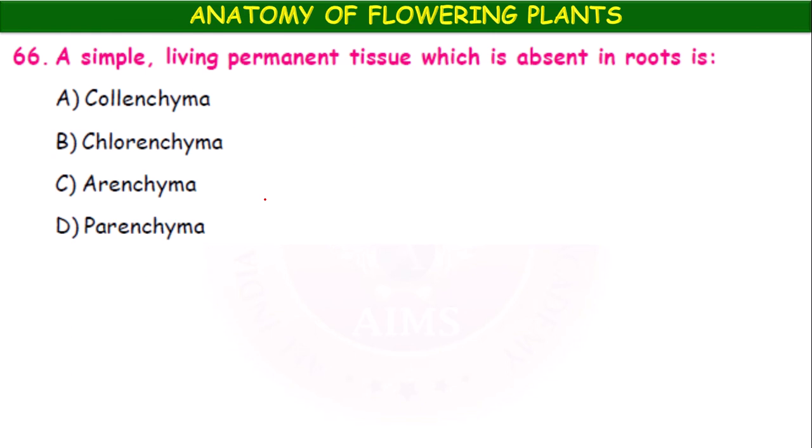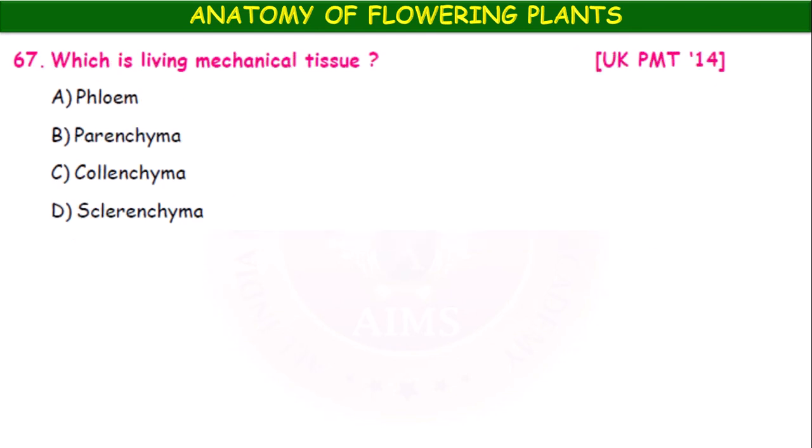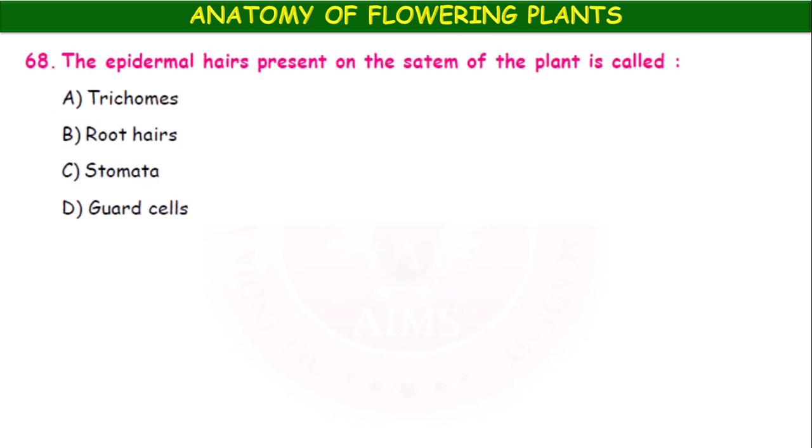A simple living permanent tissue which is absent in roots is collenchyma, chlorenchyma, aerenchyma, parenchyma. Chlorenchyma. Okay. Which is a living mechanical tissue? Phloem, parenchyma, collenchyma, sclerenchyma. It is collenchyma.